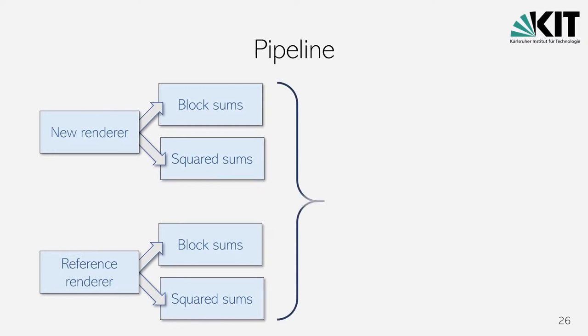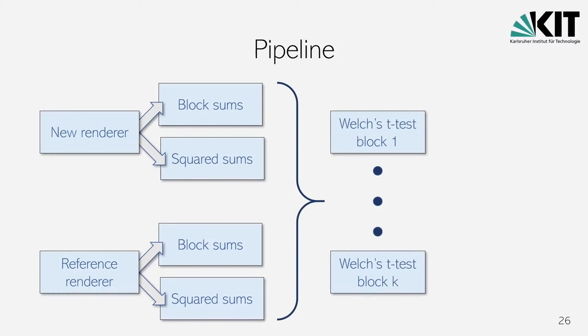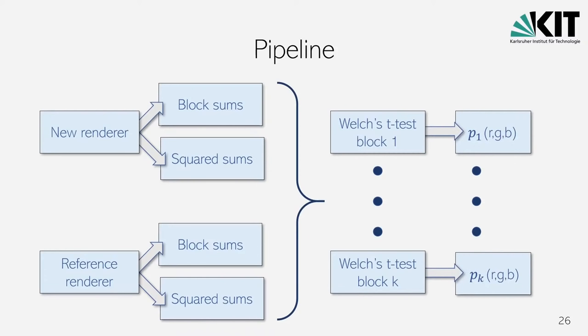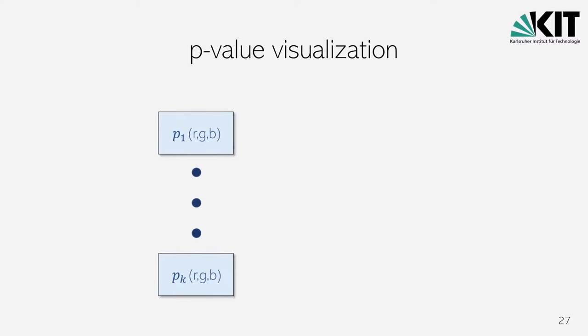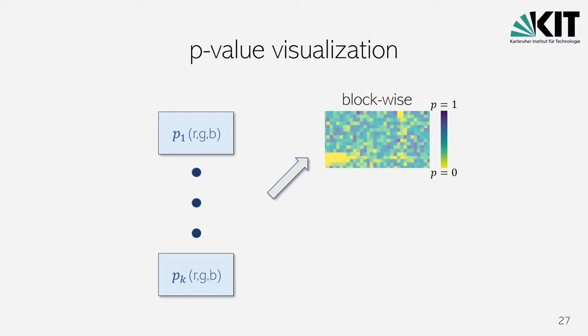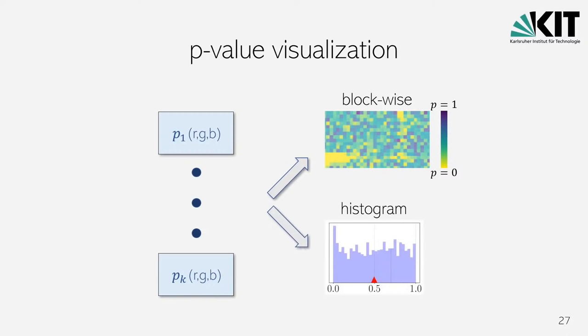Once rendering has finished, we give these frame buffers to Welch's t-test, which then performs a separate test for each pixel block and for each color channel within each block, which gives us three p-values per pixel block, one for each color channel. And running all these tests takes about a fraction of a second. So, now that the test is done, we can analyze the output. In the paper, we propose two visualizations for that. First, we can simply visualize the resulting p-values in each pixel block, and second, we can collect all the p-values from all the blocks and color channels and throw them in a single histogram, which tells us something about the collective behavior of the p-values.